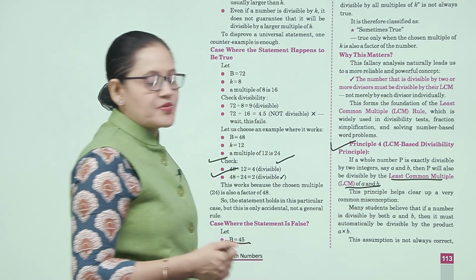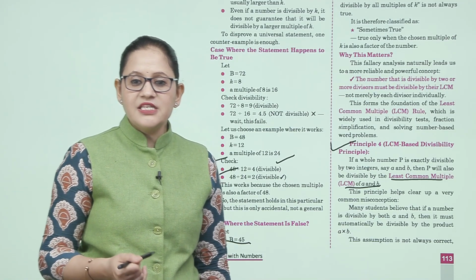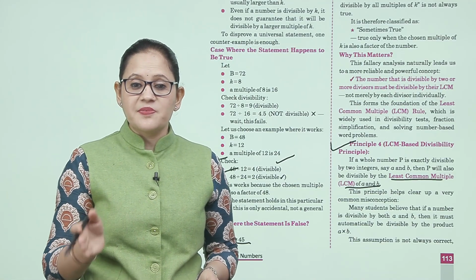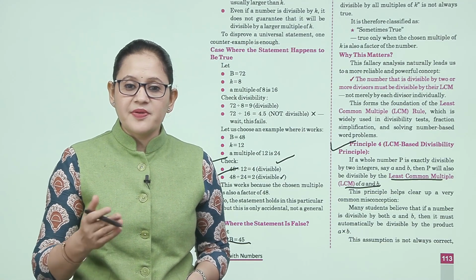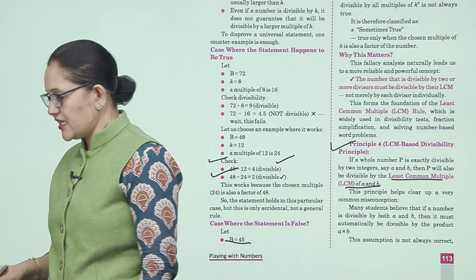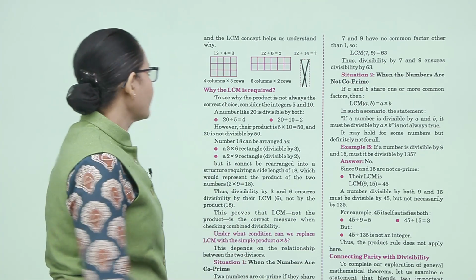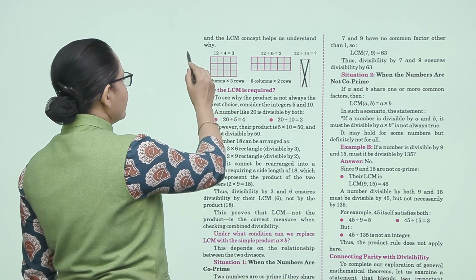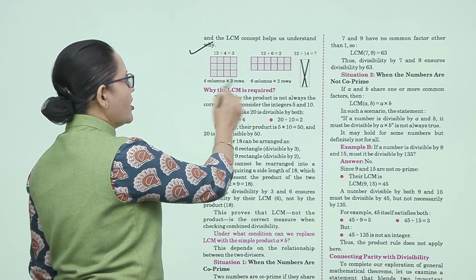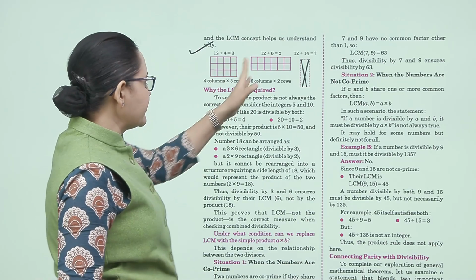This principle helps to clear up a very common misconception. Many students believe that if a number is divisible by both a and b, it must automatically be divisible by their product a into b. This assumption is not always correct, and the LCM concept helps us to understand why. 4 columns 3 rows, 6 columns 2 rows. 12 divided by 4 gives you 3 and 12 divided by 6 gives you 2.